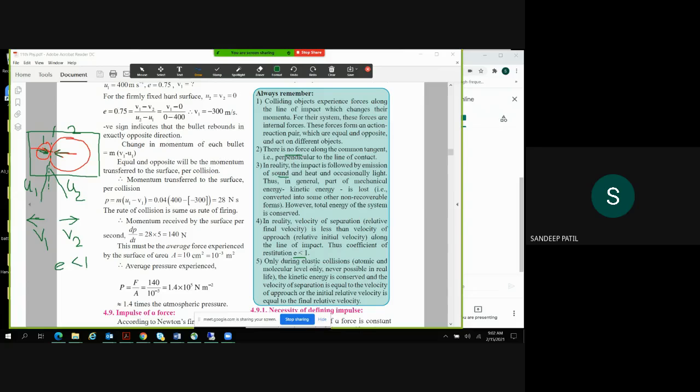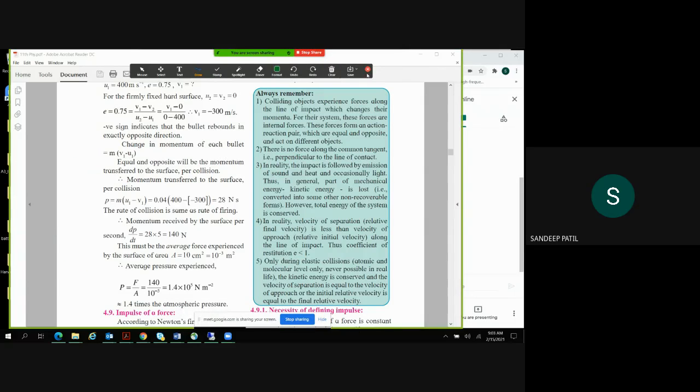But at the molecular level, suppose body 1 is one atom and body 2 is another atom, and they are colliding, so there will always be elastic collision. So E will be around 1. Kinetic energy is conserved here, and the velocity of separation is equal to the velocity of approach. So the difference between u1 and u2 and the difference between v1 and v2 will be the same. That's why we can observe such elastic collision only at the atomic or molecular level.